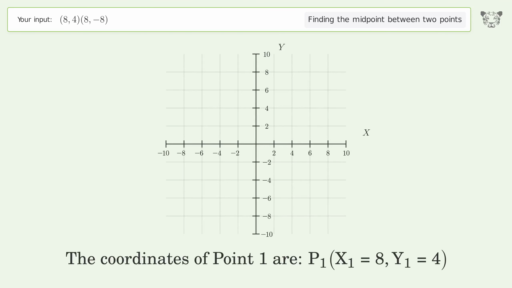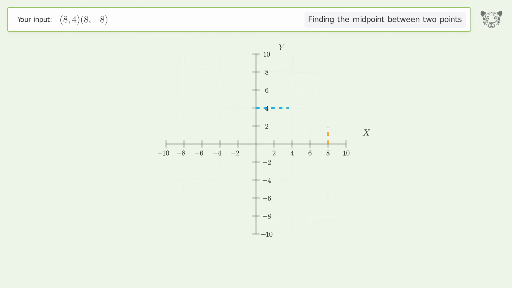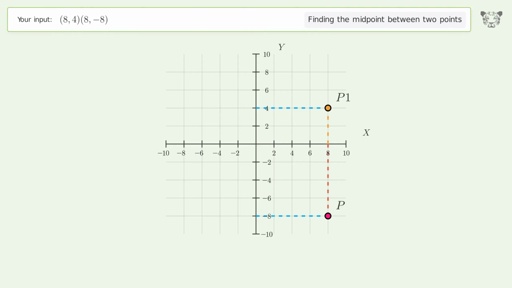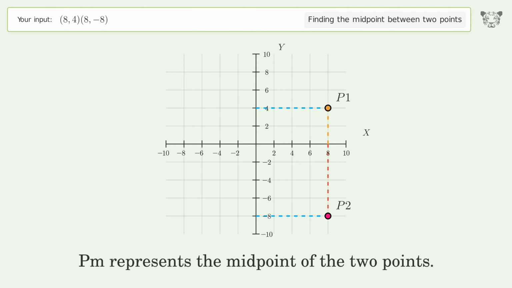The coordinates of point 1 are x1 equals 8, y1 equals 4. The coordinates of point 2 are x2 equals 8, y2 equals -8. PM represents the midpoint of the 2 points.